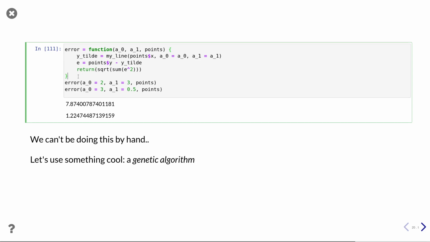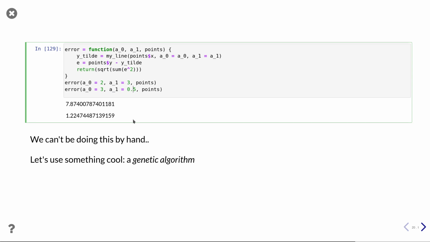Okay. When I evaluate this, and you see changing the name of the internal variables has changed nothing. Let me evaluate this. What's the error that I make when I take 2 and 3? I don't change the points. And what's the error that I make when I take A0 equals 3 and A1 equals 0.5? Well, that's the error for these two values here. And this one is the error that we get here.